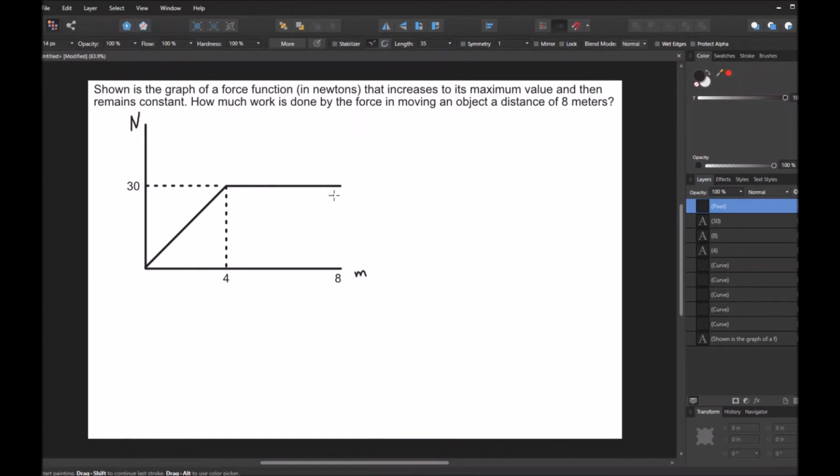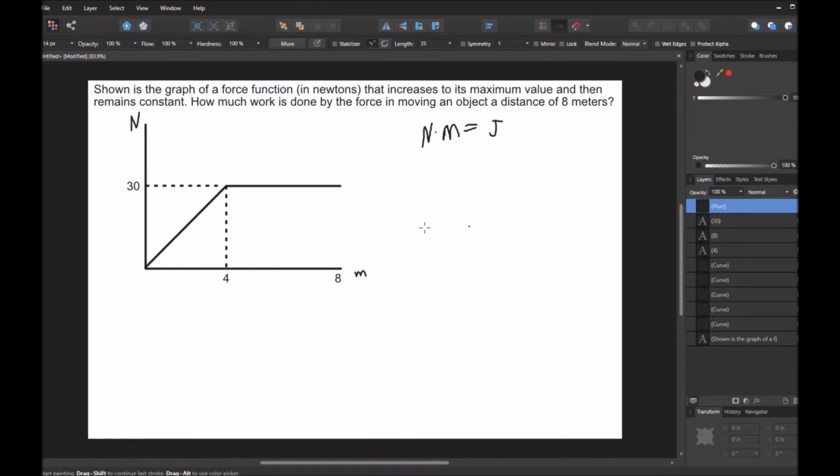Now the thing to realize here is that the answer is simpler than it might seem at first. Newtons times meters equals joules, and joules are a unit of work. In order to find the work done here, all we need to do is find the area under the graph, which makes sense because we've been doing integrals, and integrals after all are just the area under the graph. But in this one we don't even need to set up an integral.